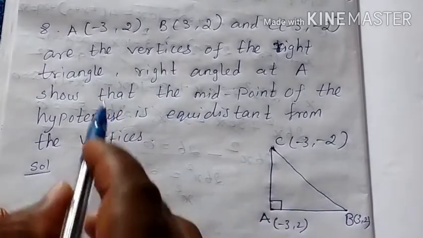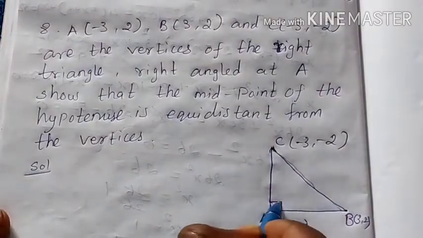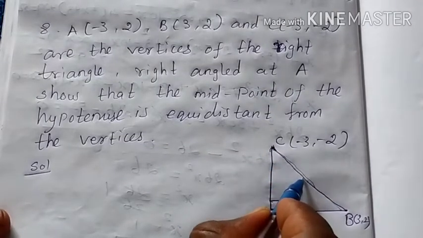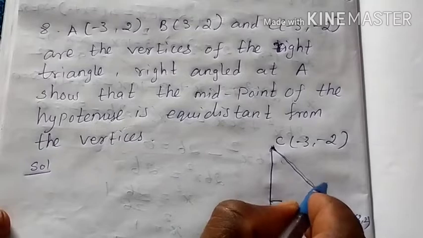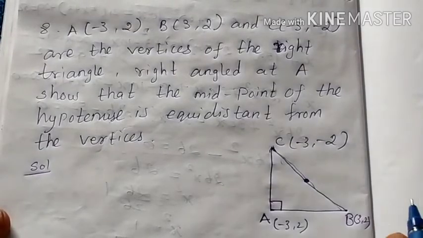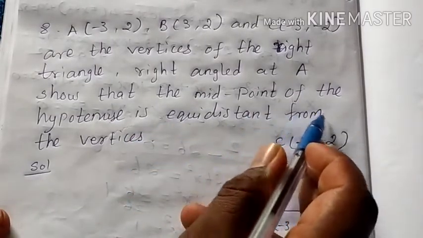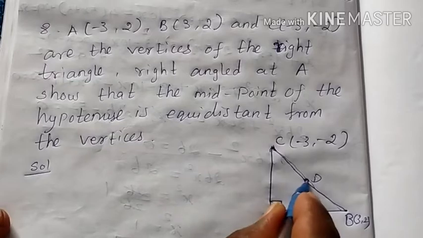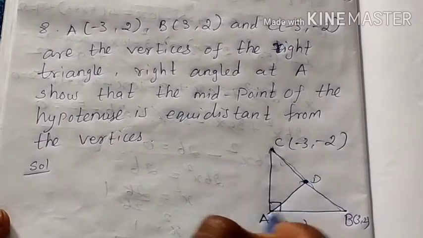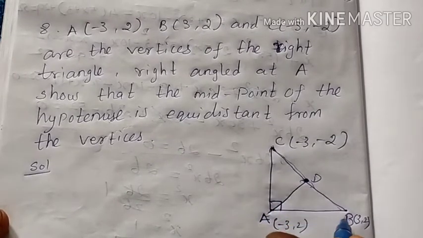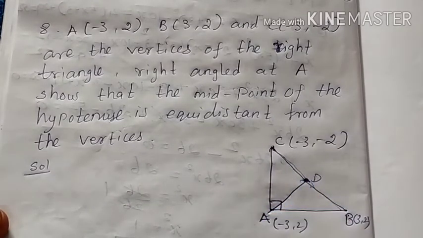Okay, then so that the midpoint of the hypotenuse, this is the hypotenuse side. The side opposite the right angle, the longest side of the right angle triangle, is the hypotenuse. So the midpoint of the hypotenuse is this, namely D, equidistant from the vertices. That is CD equal to BD equal to AD. We want to prove AD equal to BD equal to CD. Have you understood the question? Okay.